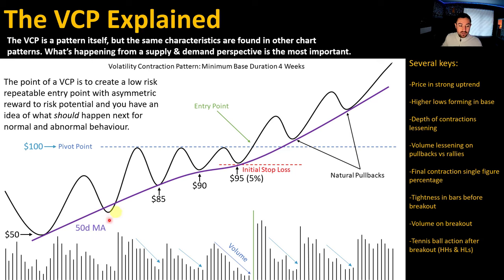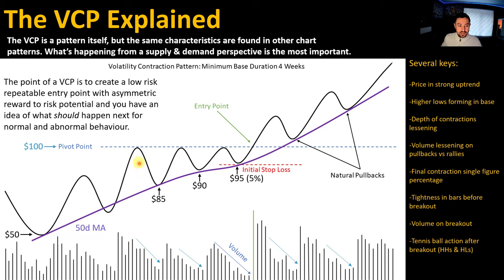There was one kind of undercut and reclaim, which is a good thing. Remember, we looked at the quickness of the recoveries and the reversals. So ideally, if price undercuts a key moving average, you'd like to see that be very short-lived. It recovers quicker. So price moves up to $100 and then it starts building VCPs, or a VCP.